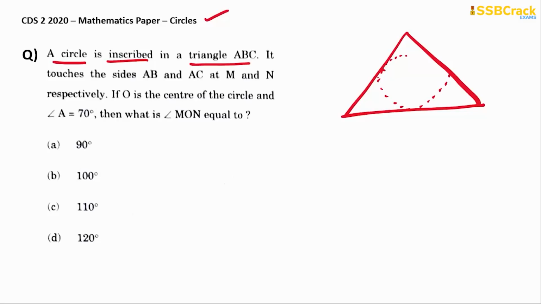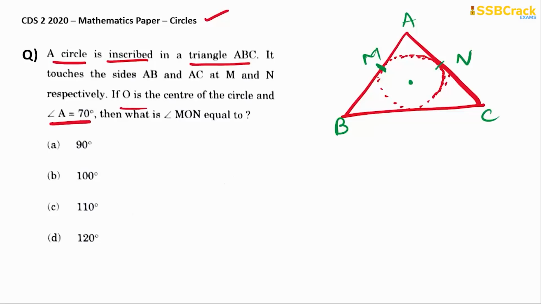So obviously the circle is touching the sides of the triangle, right? And what they have given is that the circle is touching the sides. So I will name this triangle in order ABC. The circle is touching the side AB at M and AC at N. They have given that to us. And what is O? O is the center of the circle. Okay, this is known to us.